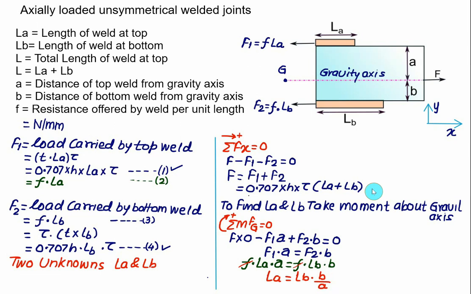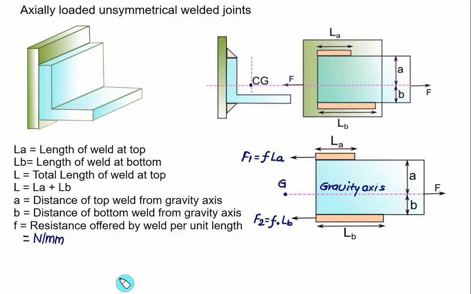So from equation number 5 and equation number 6 we can find the individual values of the length LA, that is to be provided on the top side, and LB, that is to be provided on the bottom side. In this fashion, we can solve the numerical based on an axially loaded unsymmetrical welded joint. That is nothing but an angle plate welded on a vertical plate, and we need to find the values of LA and LB.